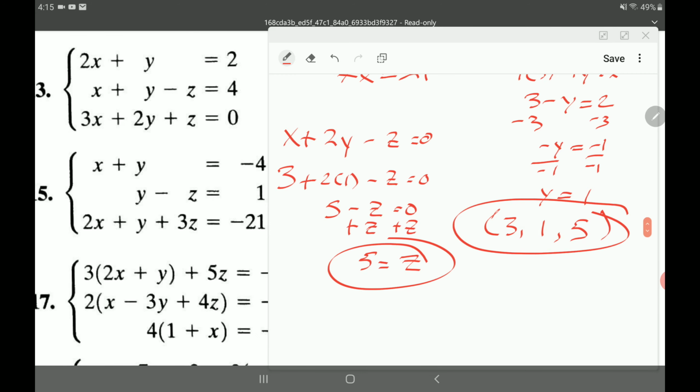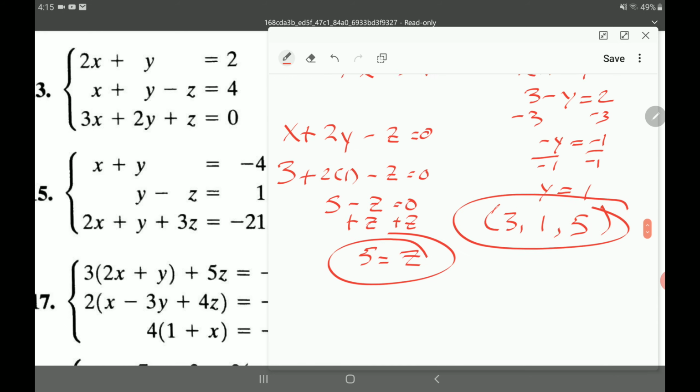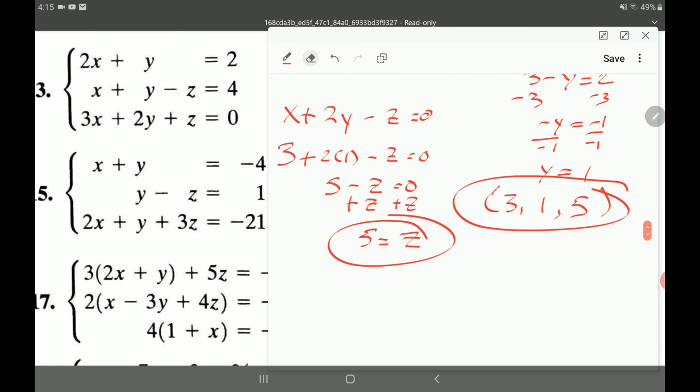Alright, now 15. Yeah, that one's kind of fun. So let's look at 15. I'm just going to scroll down. I'm just going to keep scrolling down and see if I may run out of room, so let me delete this.